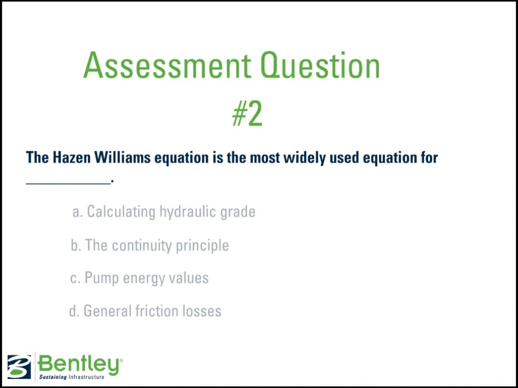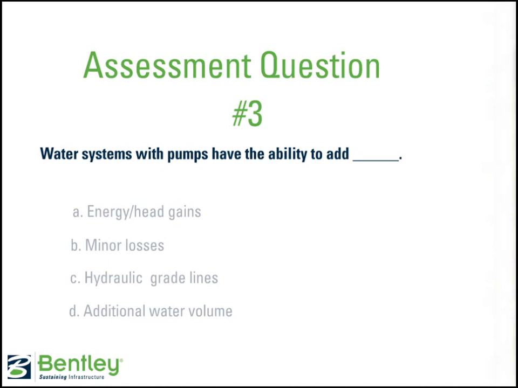Second, the Hazen-Williams equation is most widely used for which of the following? Either calculating hydraulic grade, the continuity principle, pump energy values, or general friction losses. And it was one of the many equations used for calculating general friction losses. Lastly, water systems with pumps have the ability to add which of the following? Either energy or head gains, minor losses, hydraulic grade lines, or additional water volume. And if you remember in the discussion about head losses and gains, pumps add energy or head gains to a system.